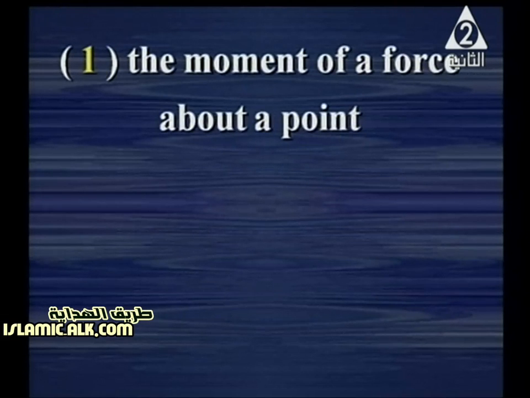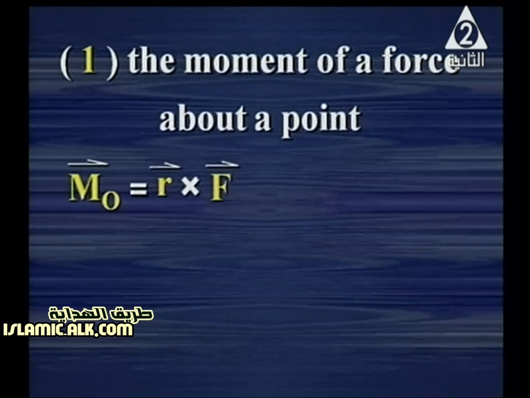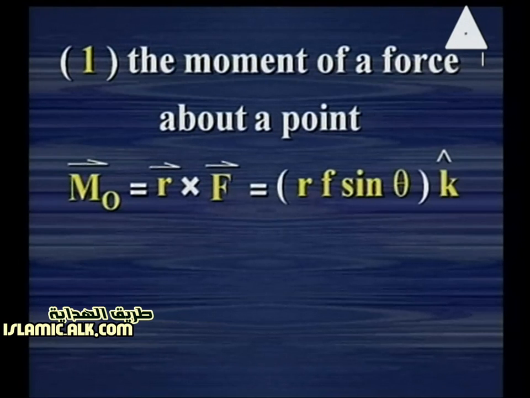The moment of force about a point equals R cross F. What is R? Excellent, student. R means the position vector of point A. What is F? Yes, the force direction. In this case, the magnitude is R F sine theta. Why? By magnitude, the component of F perpendicular to R is F sine theta.